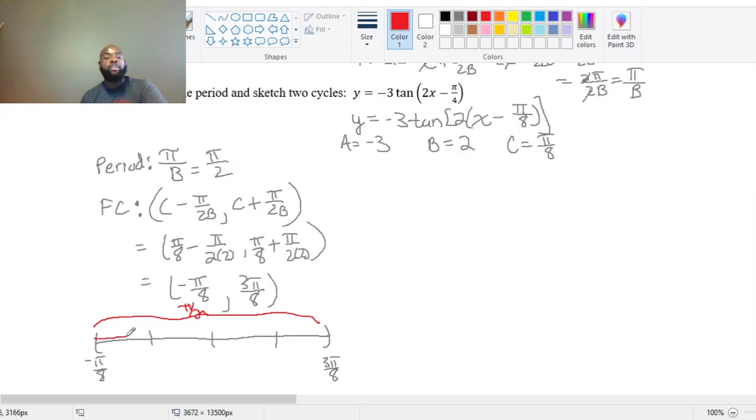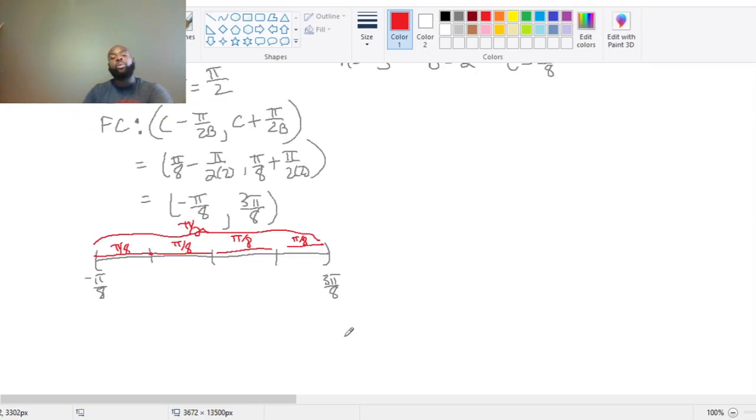So the distance from here to here is pi over 8 units. From here to here, pi over 8. From here to here is pi over 8. And from here to here is pi over 8. And so all we have to do is start with our leftmost endpoint and add pi over 8. Add pi over 8 to that, I get 0.